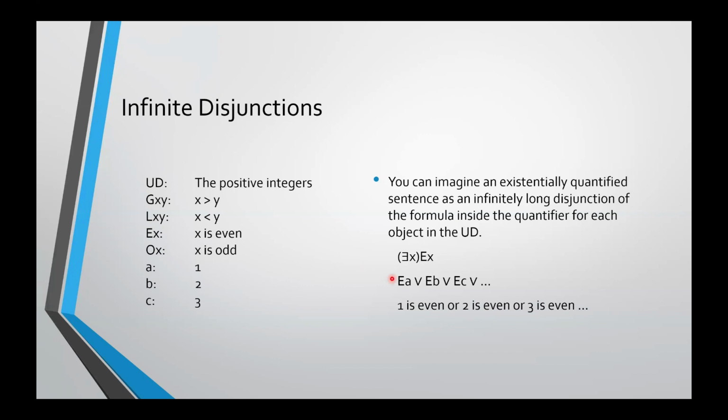So, for example, there is an x, Ex: there is an even number. You can imagine this as being a disjunction like 1 is even, or 2 is even, or 3 is even, or 4 is even, and so on and so forth for every one of the positive integers. And then you evaluate whether this is true. In an infinitely long disjunction, if one of those disjuncts is true, then this is going to be true.